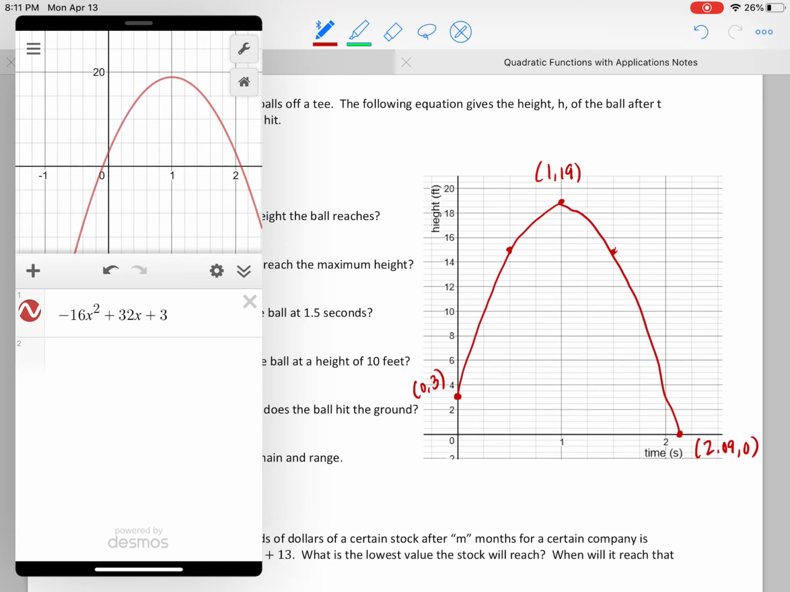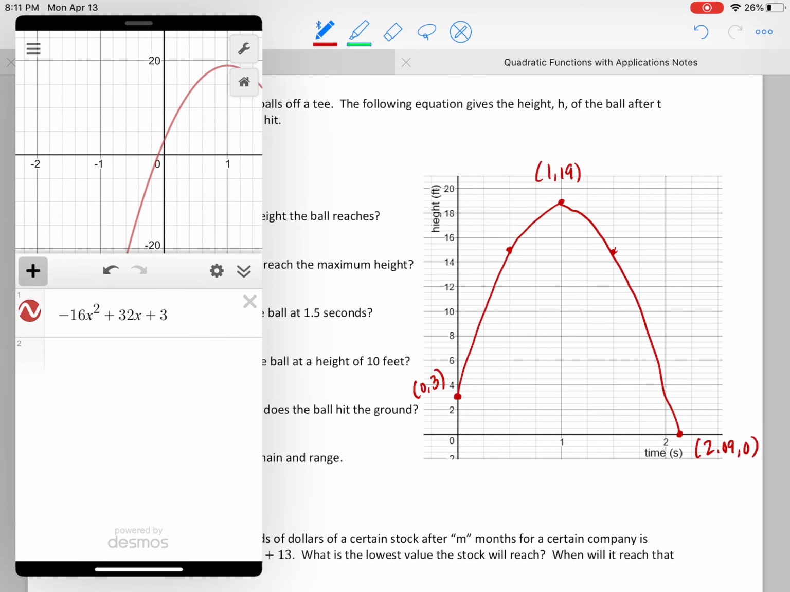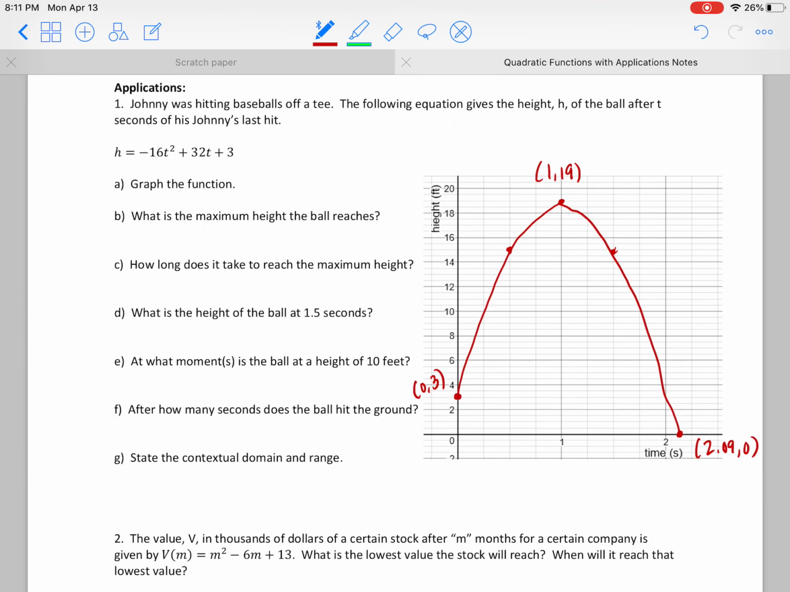So we're graphing. Maybe your graph looks a little smoother than mine, but let me put this away for a second. This should make sense, this picture modeling this function. Johnny hits a baseball off a tee. The baseball starts 3 feet high, goes up, reaches a maximum height, and then comes back down and hits the ground. Okay, so what's the maximum height the ball reaches?